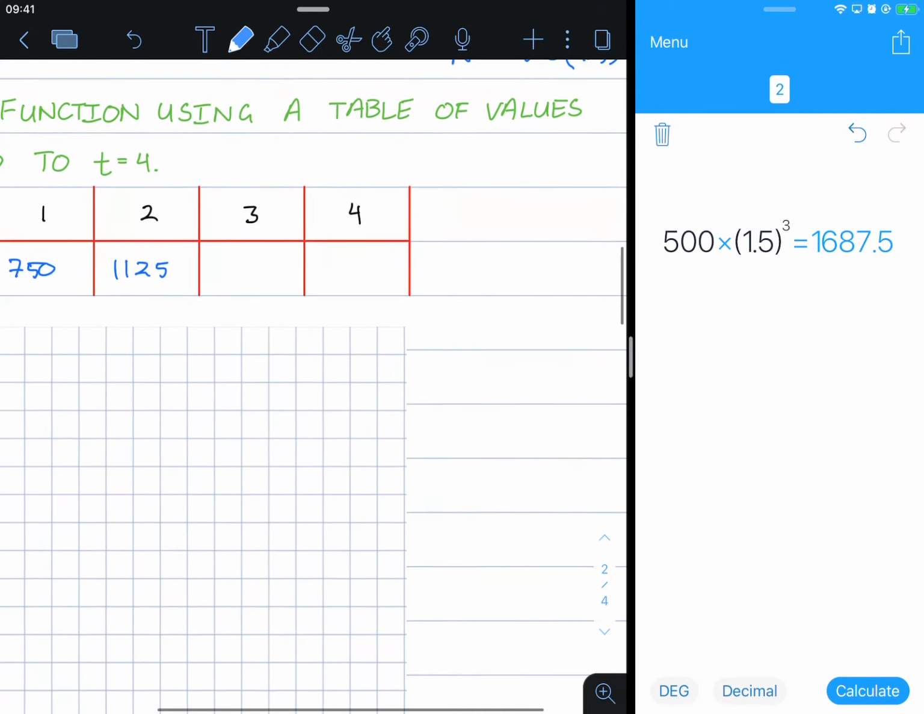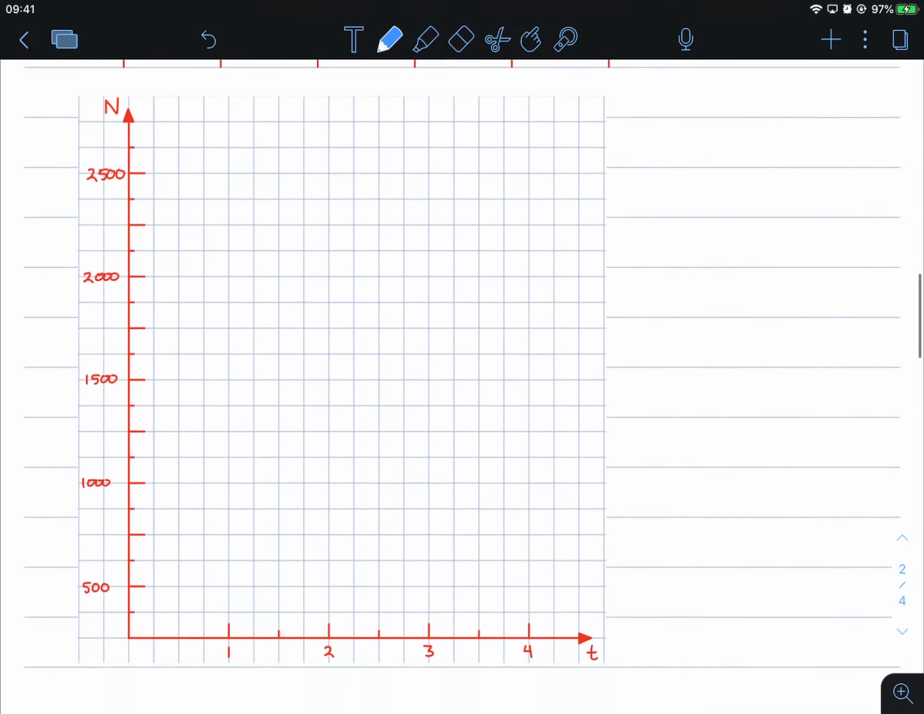Okay, so now that we're getting incomplete numbers, we should either round up or round down to the nearest whole number, because you cannot have 0.5 of a fish. So 1688, rounding up to the nearest whole number. To the power of 4, 2531, rounding down to the nearest whole number. Now that we have these values, we can graph them ourselves.